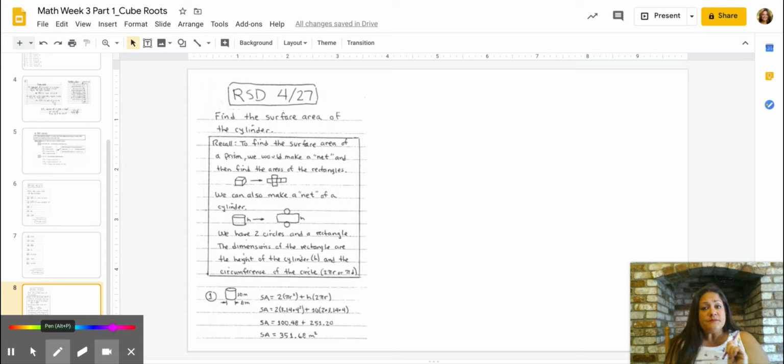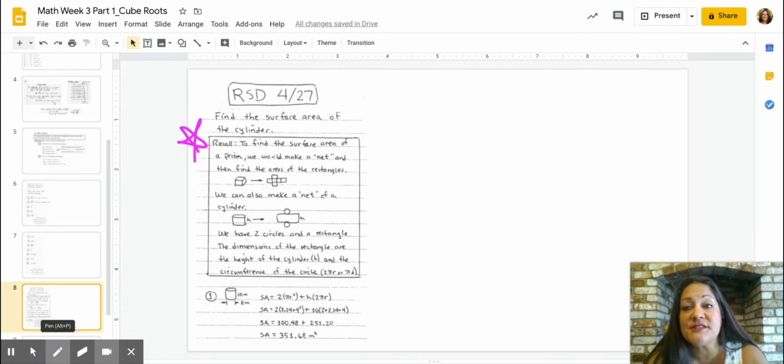Okay, so right here we are looking at the volume of a cylinder. Here, it wants us to recall that to find the surface area of a prism, we would make a net and then find the areas of the rectangles. So here is the prism, and if you were to unfold it, it would make this shape, and you add together the surface area of each face.